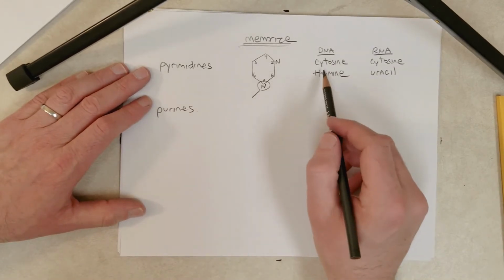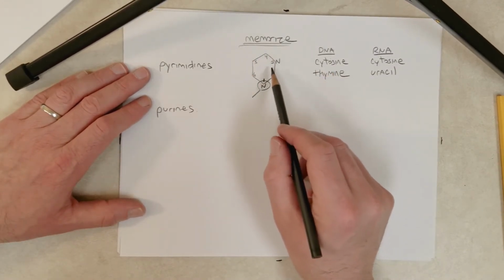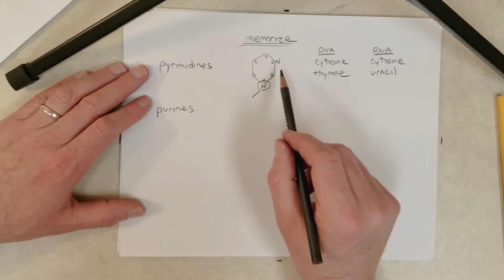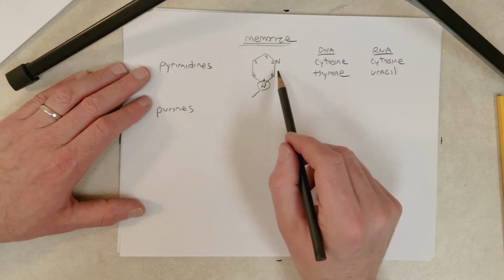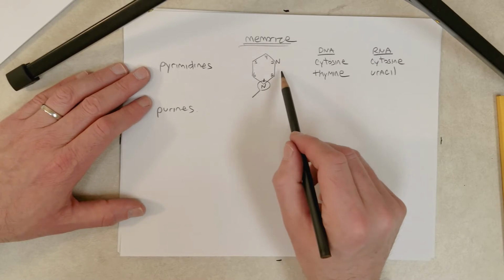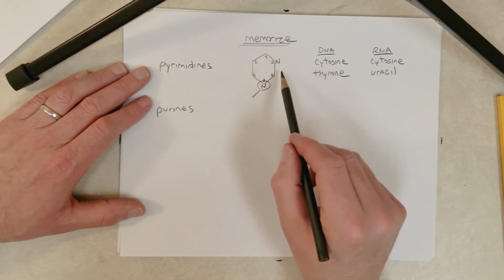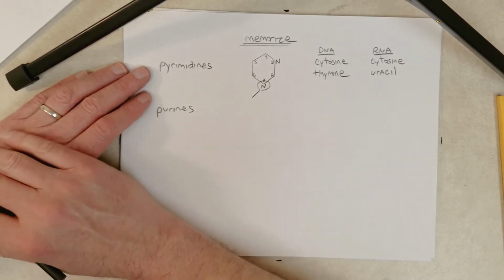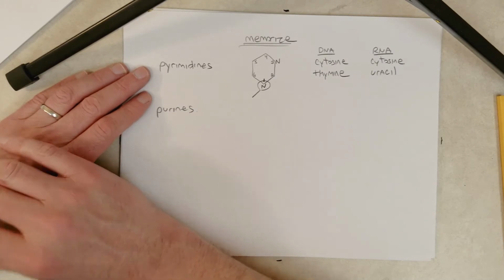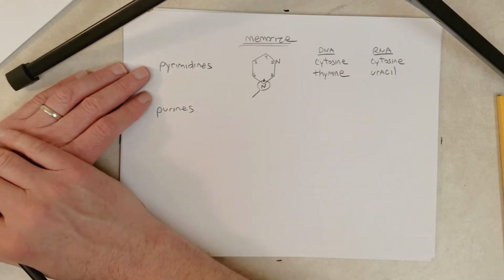Now, I won't ask you to memorize those side groups, but when we look at base pairing in, I think, one of the next videos, we will take a look at how some of those side groups off of this ring allow for the hydrogen bonding between, say, G and C and A and T.